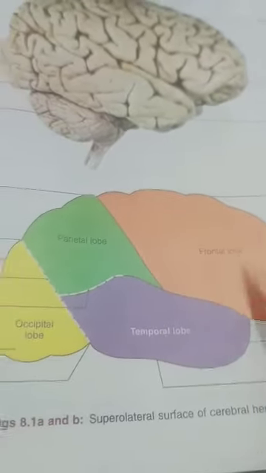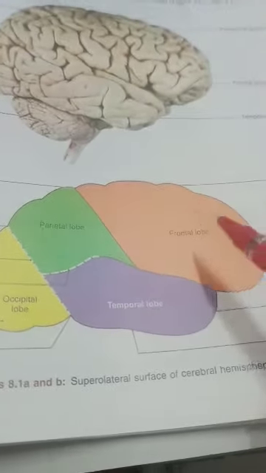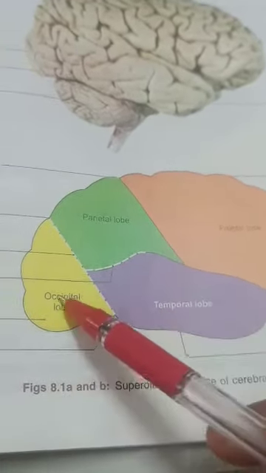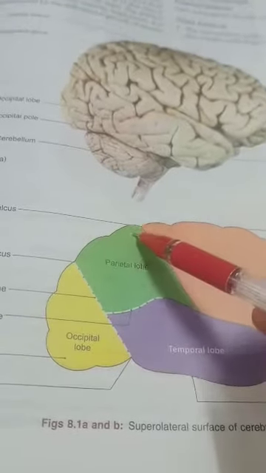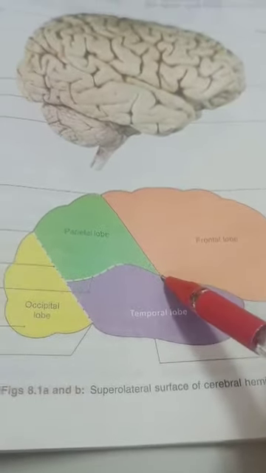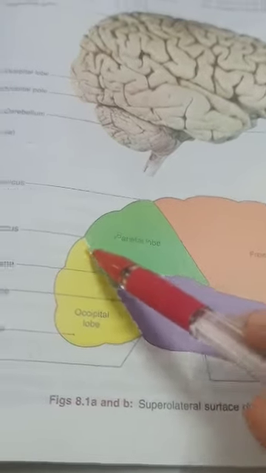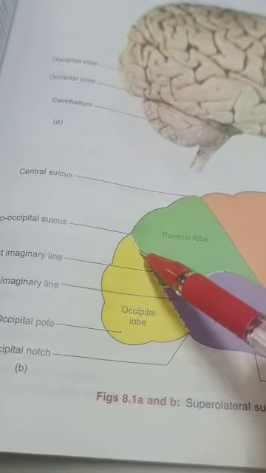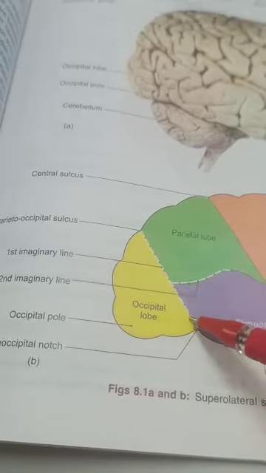So these are the external features. This is the diagrammatic representation. In this picture we can make out this is the frontal lobe. Here come the parietal and temporal lobes, and the occipital lobe. These lobes are divided actually. Here we can see the central sulcus, and here comes the stem of the lateral sulcus. The lateral sulcus is going backwards. Then there will be a parieto-occipital sulcus. We are drawing a first imaginary line connecting the parieto-occipital sulcus to the occipital notch.